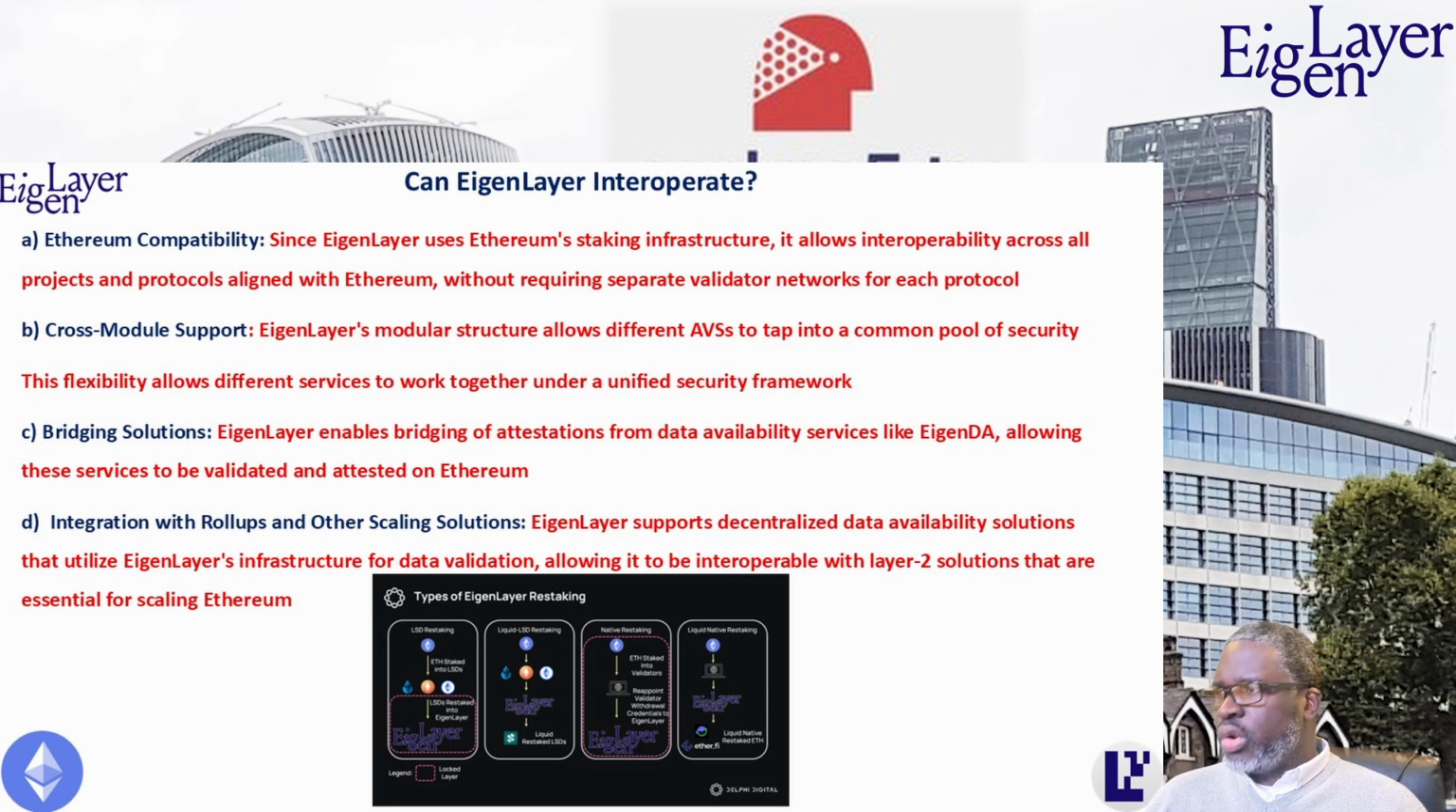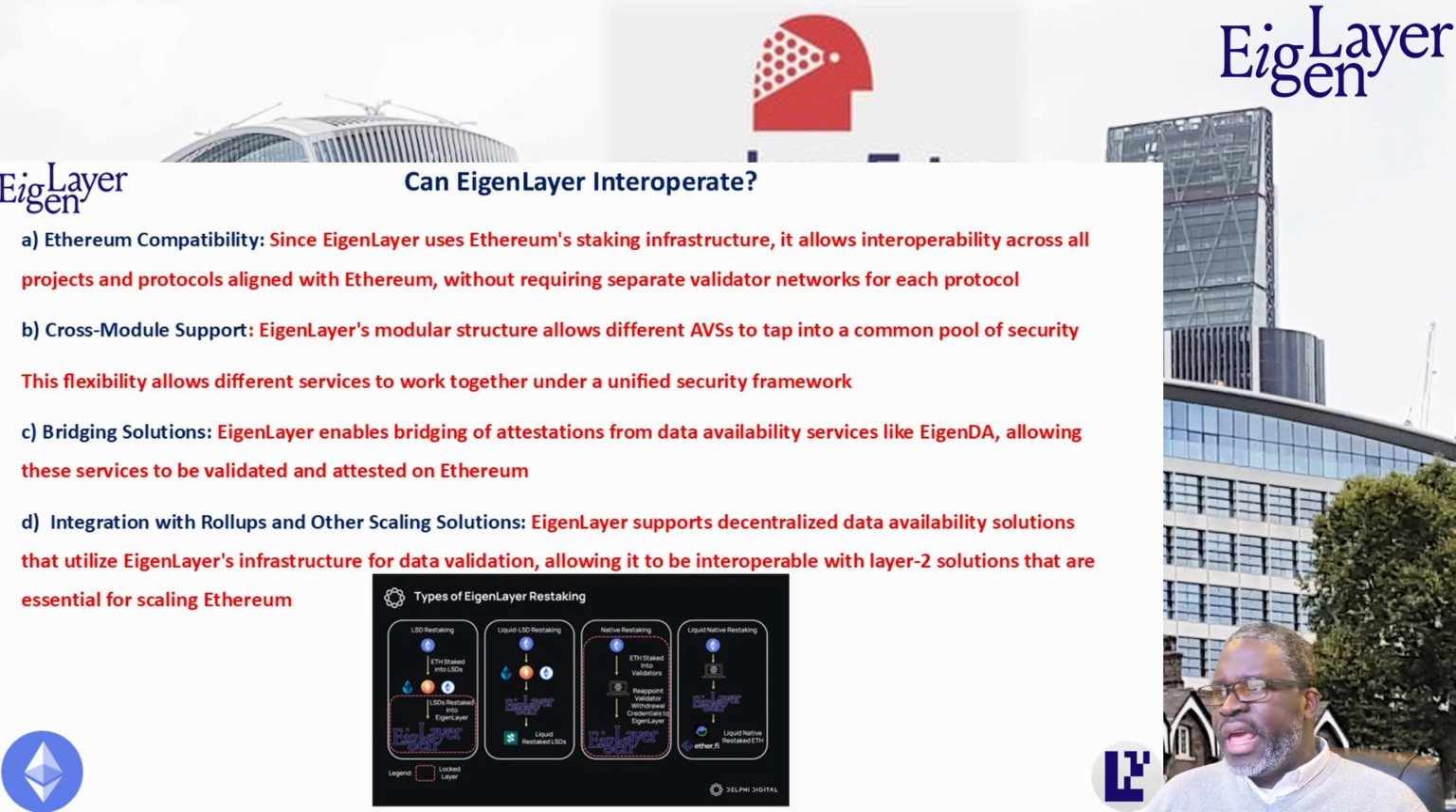We also have cross-module support. EigenLayer's modular structure allows different AVSs to tap into a common pool of security. This means multiple applications, whether they focus on data availability, decentralized finance, or rollups, can interact with EigenLayer security and validation modules. This flexibility allows different services to work together under a unified security framework.